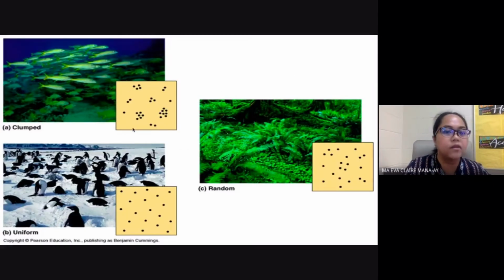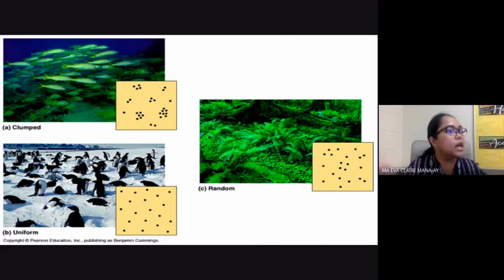So again, your individuals, your populations can be clumped. That means they'd always be in groups. Okay, so example here would be your schools of fish. Or dispersion can also be uniform. That means they'd always be evenly distributed amongst the area that you have. And of course, random, that means there's no regularity in the way that your organisms, your individuals are arranged in your area. Okay, so this is dispersion.